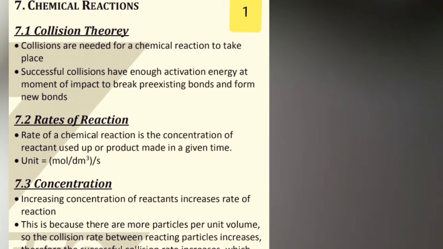In a balanced chemical reaction, the left-hand side is always the reactants and the right-hand side is the products. For every chemical reaction to get a product, the reactants must collide with each other, and this collision must be an effective collision. This is called collision theory.